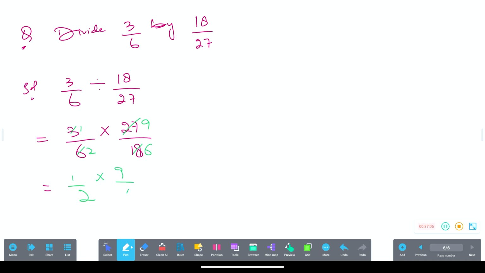But again, cancellation is still possible between these, as they are not yet in the lowest form. 3 3s are 9, 3 2s are 6. Now, what is the final result here? It is 1 by 2 into 3 by 2. Now you can't do further cancellation, neither in cross form. Initially, cross cancellation was possible, but since we have done the whole cancellation here, now cross cancellation is also not possible. 1 3s are 3, 2 2s are 4. 3 by 4 is the final answer. This is how we do the division of fractions.